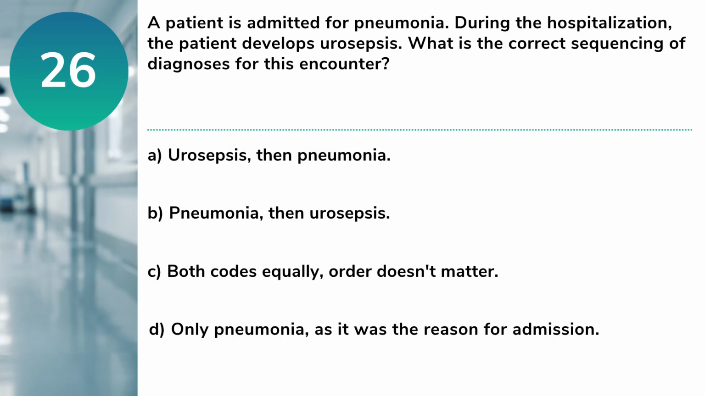Question 26. A patient is admitted for pneumonia. During the hospitalization, the patient develops urosepsis. What is the correct sequencing of diagnoses for this encounter? A. Urosepsis, then pneumonia. B. Pneumonia, then urosepsis. C. Both codes equally, order doesn't matter. D. Only pneumonia, as it was the reason for admission.